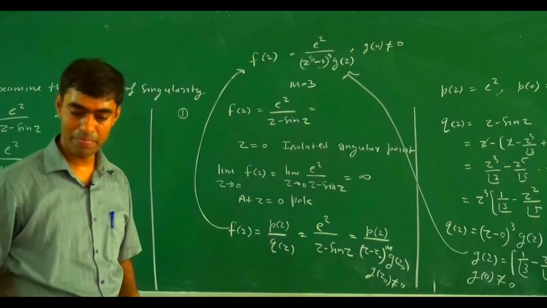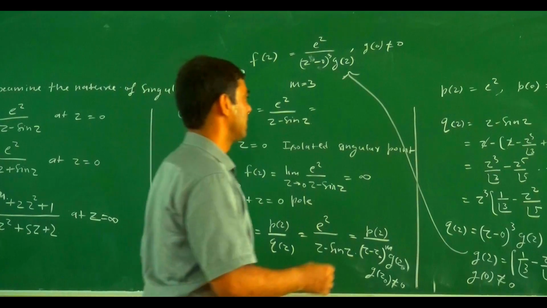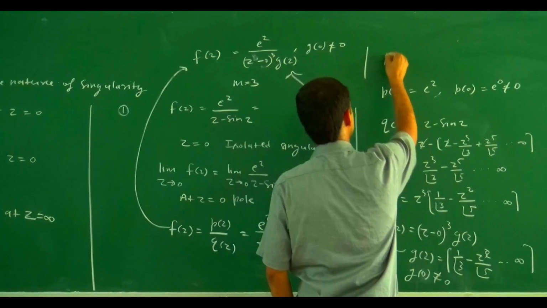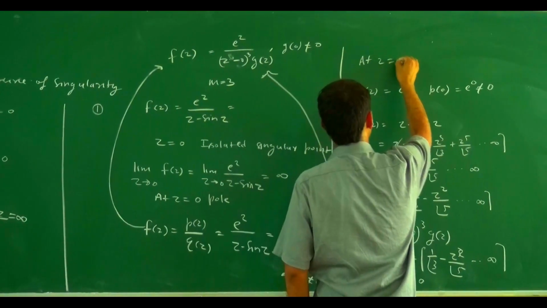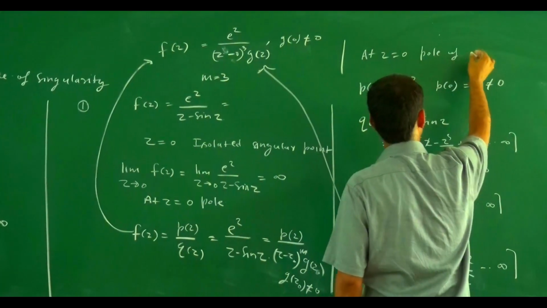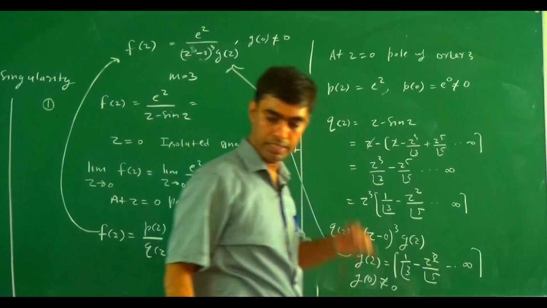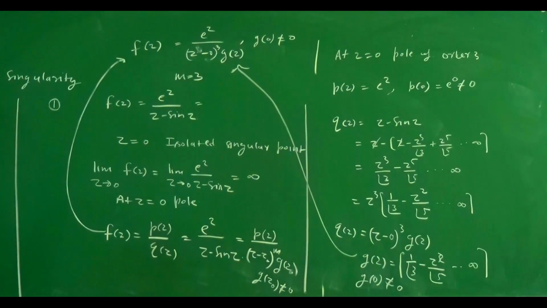So what is the behavior of the singularity? At z equals 0, there is a pole of order 3. Pole of order 3. So this one is your first question.